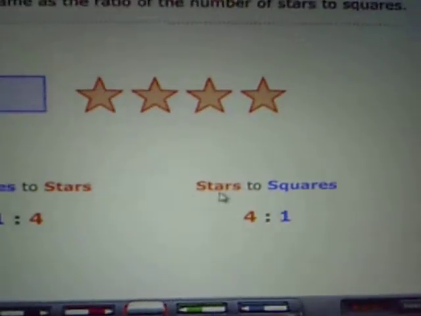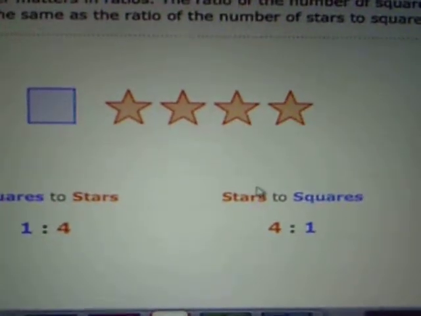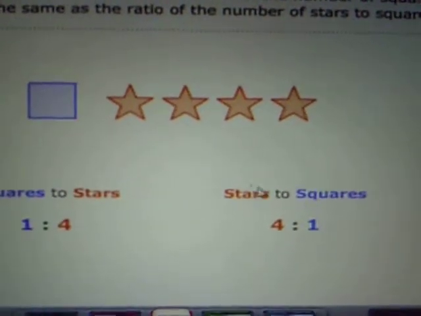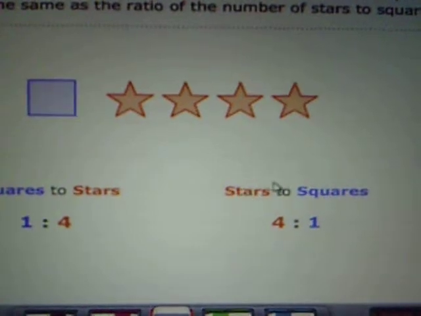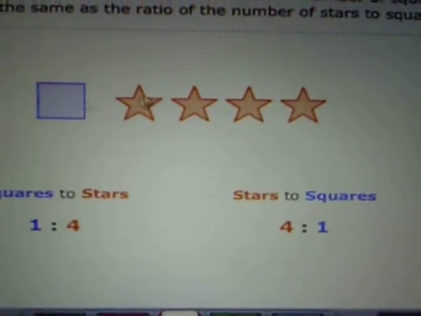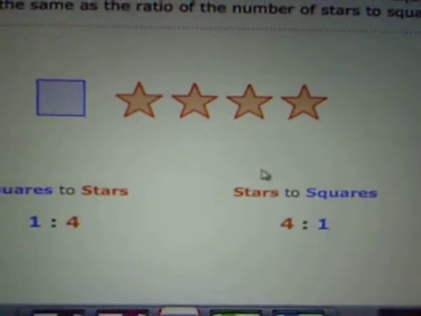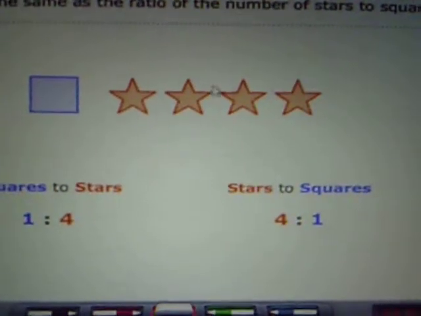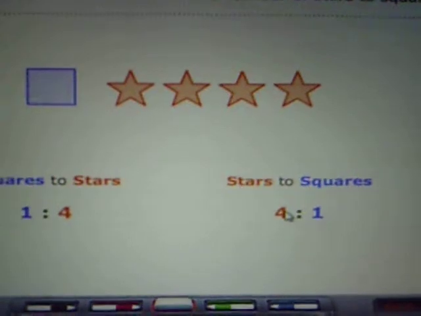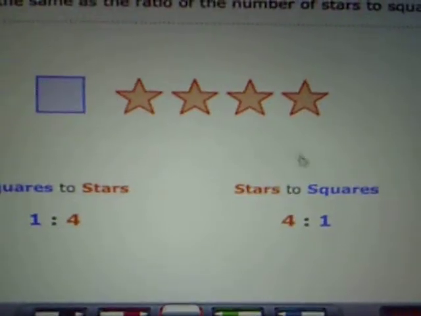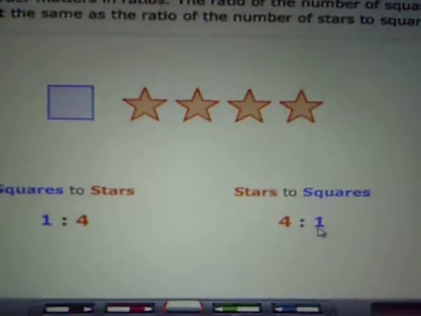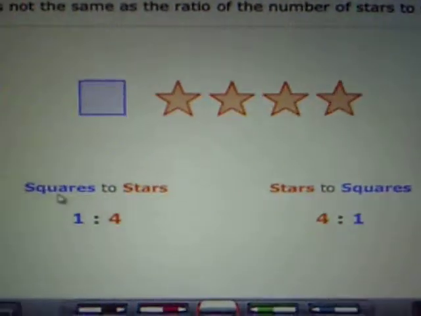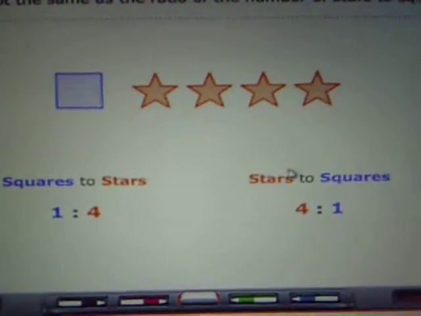However, if the question asked for the ratio of stars to squares, and it said stars first in the question, then squares, it doesn't matter which order the picture comes in. If the question asks stars first to squares, put the number of stars first, which is 4, then the number of squares, which is 1. Okay, so you have to look at the question, and the order matters. Squares to stars or stars to squares.